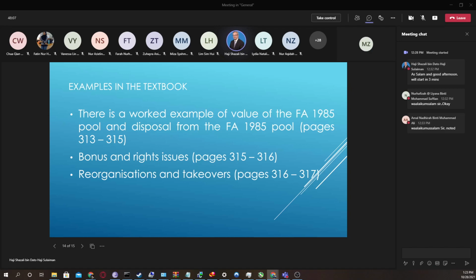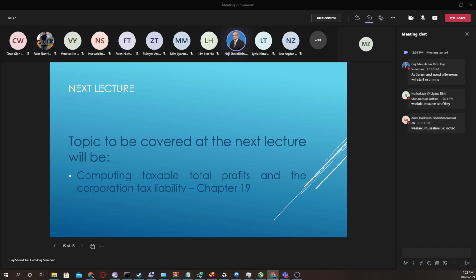Okay, so that's it. Next week it'll be computing taxable total profits and the corporation tax liability. That's chapter 19. In fact, if you look at the losses chapter, maybe I better not do both. I'll do losses separately, because it will totally confuse you. So there'll be 2 more lectures.